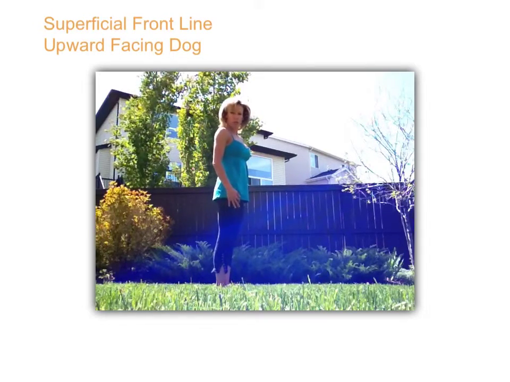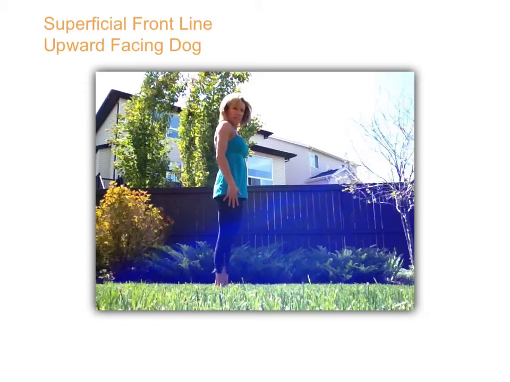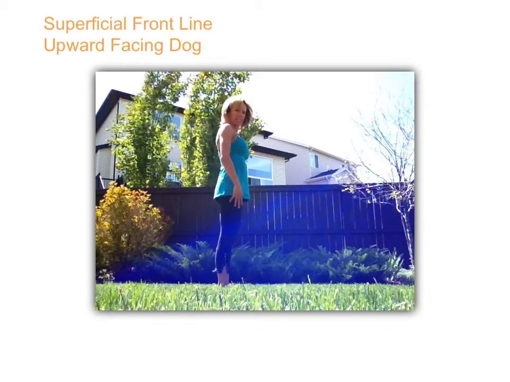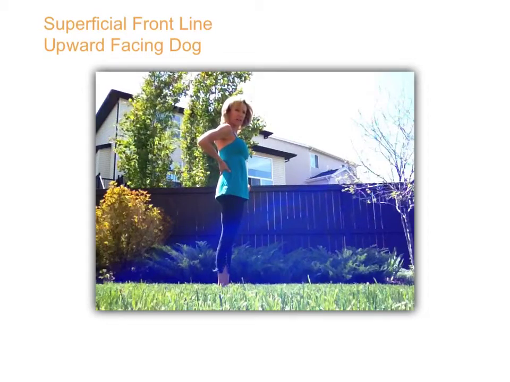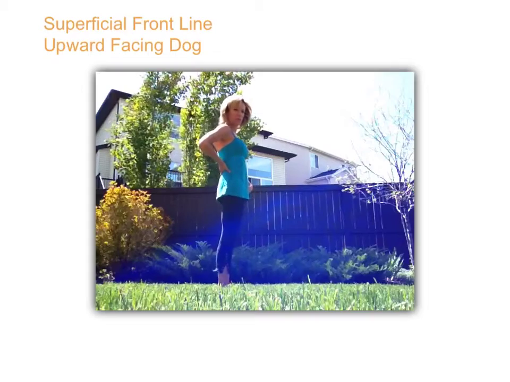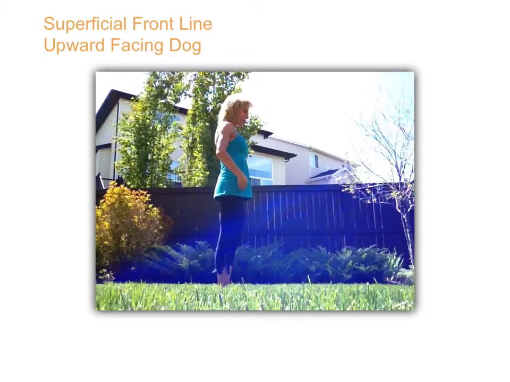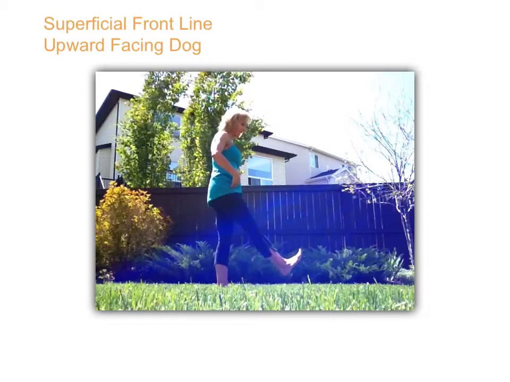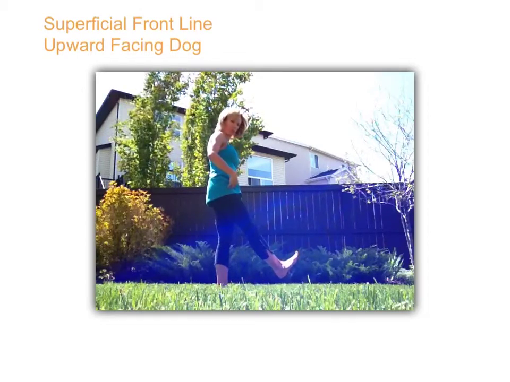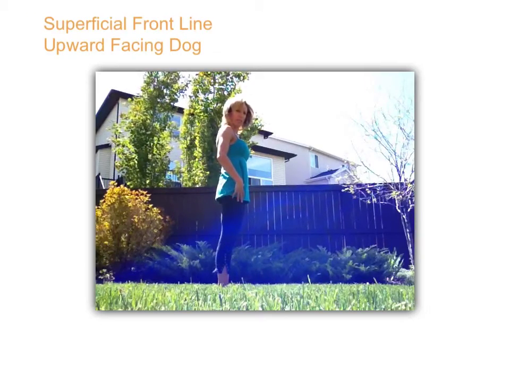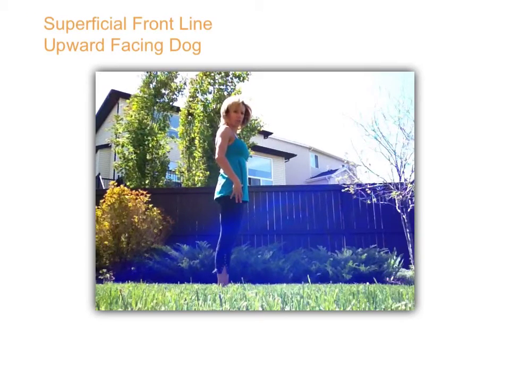The superficial front line. The postural function of the superficial front line is to balance the superficial back line to keep us from extending backward. The movement function creates flexion through the front of the body, and it also creates extension at the knee, dorsiflexion at the foot. An example of stretching the front line of the body would be upward facing dog from yoga.